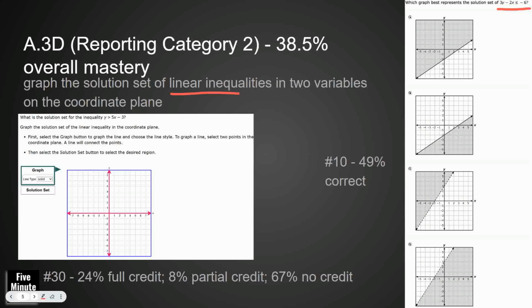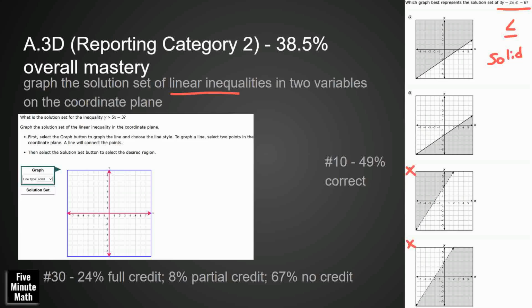That's our inequality. We should be able to eliminate two answers immediately because I'm sitting with a less than or equal to, and those are dashed lines. That needs a solid line. Now, I'm looking at A or B, and if I'm looking at it closely, those are the exact same lines. I don't even have to worry about plotting the correct line. It's simply the different solution set.